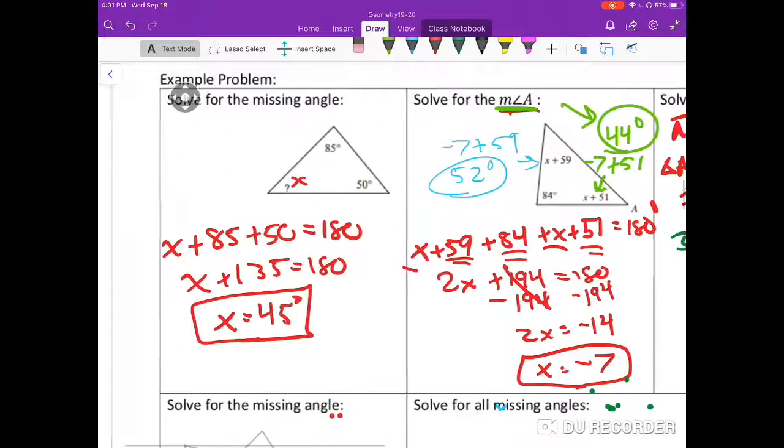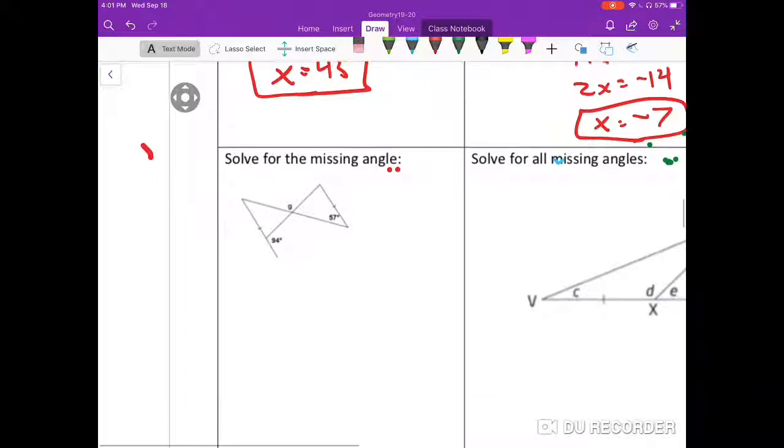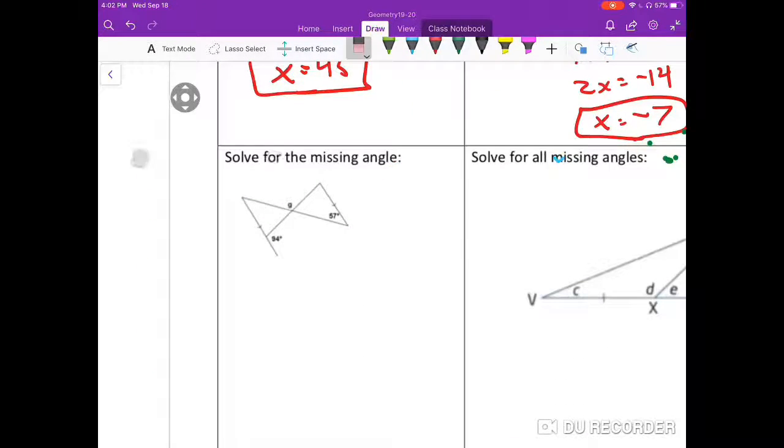Example number 4. So this one has some parallel lines in it. I don't know if I talked about it in the parallel line video, but one of the big things that I like to do here is extend my parallel lines. Sometimes it makes life a little bit easier for me to deal with. And the other thing that I like to do is highlight the transversal that I'm going to work with. So I'm actually going to work with this one.